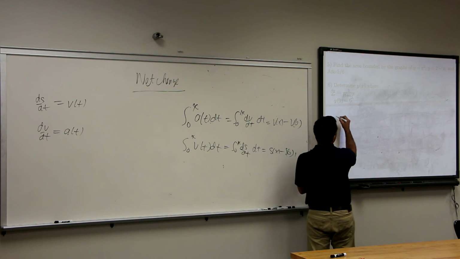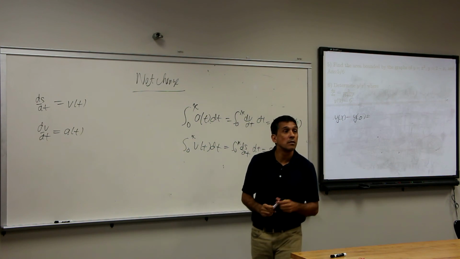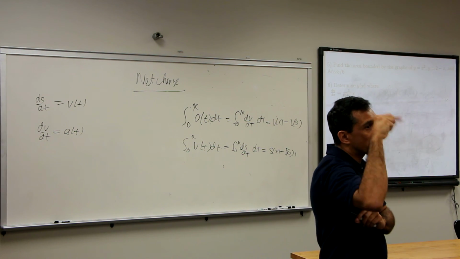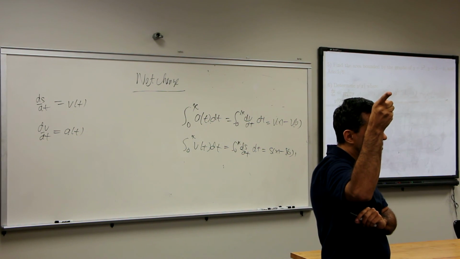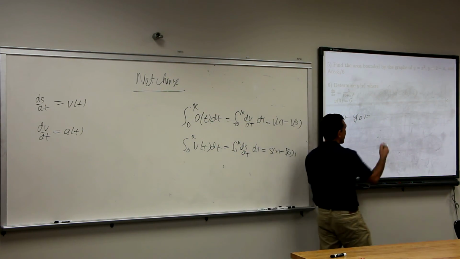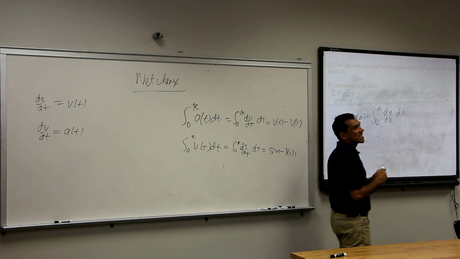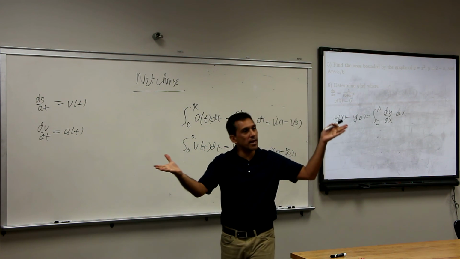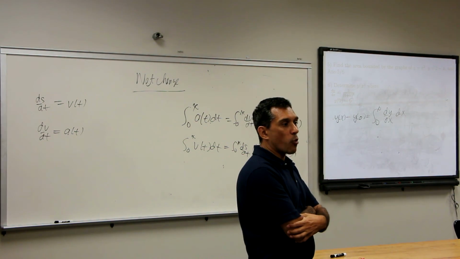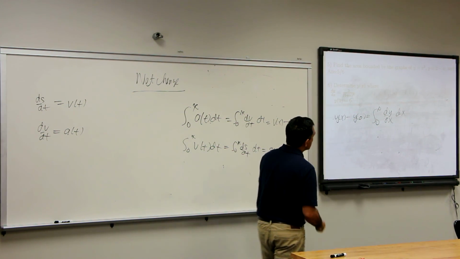So we know that y of x minus y of 0 is equal to what? The integral of the derivative of y from 0 to x. Everyone with me? That is the fundamental theorem of calculus. And what is the derivative of y? It's a function that you will have to find the antiderivative of. What is it?